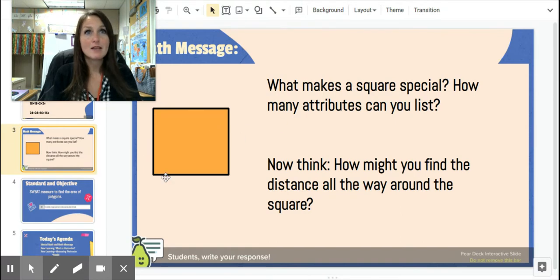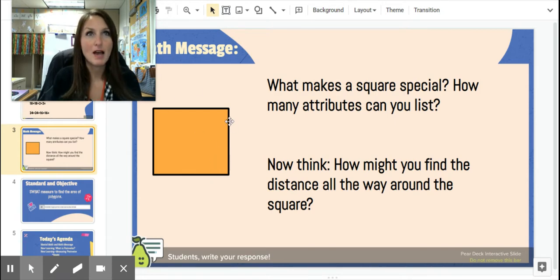So what makes a square special? How many attributes can you list? Again, those are special qualities about a square. So what makes it special? We talked about how it has those right angles, those 90-degree angles, like those L's.